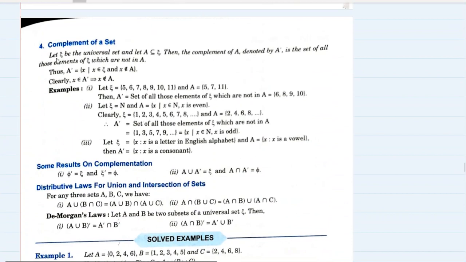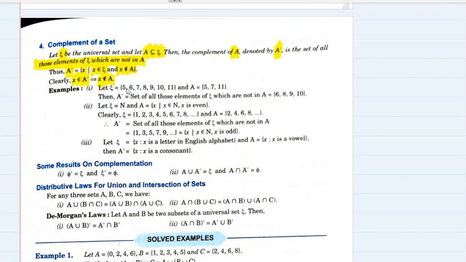Complement of a set. Let psi be the universal set and A is a subset of this universal set. Then the complement of set A, denoted by A dash, is the set of all those elements of psi which are not in A. All those elements of the universal set which are not in A. So A complement is the set of all elements x such that x belongs to the universal set and x does not belong to A. Clearly, x belongs to A dash means that x does not belong to A.